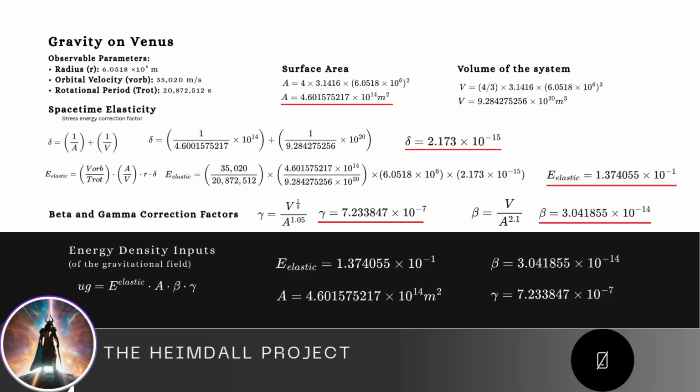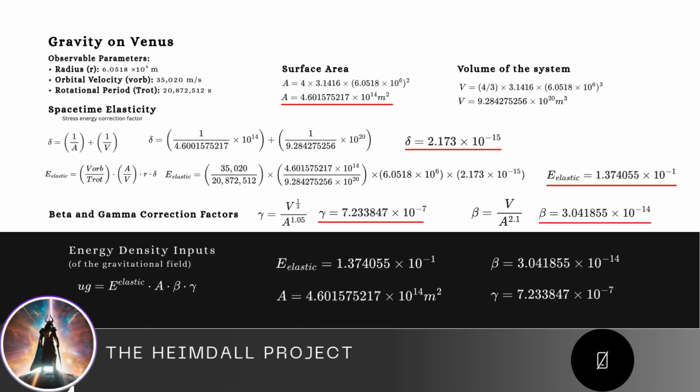So we have all of the information that we've gathered so far. The observable parameters: radius, orbital velocity, rotational velocity. We've calculated surface area and the volume of the system. I've just done this ahead of time, but I've shown my math here. And then I did the space-time elasticity calculation, which included doing a calculation for delta.